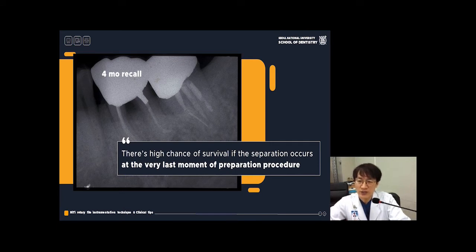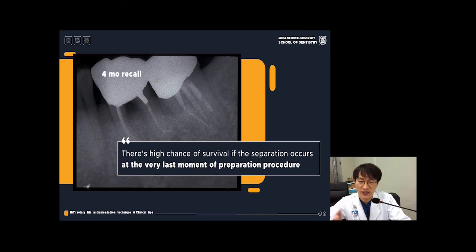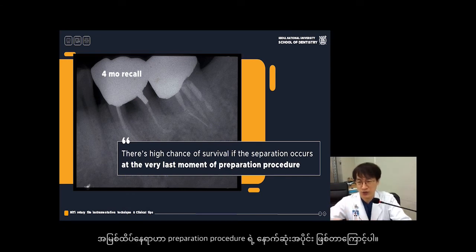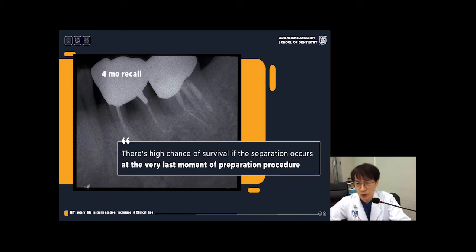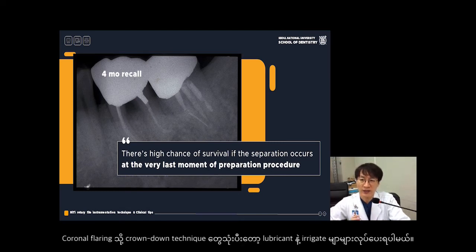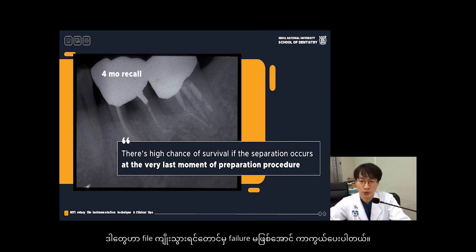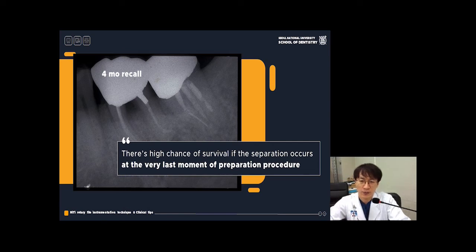So the reason of the survive is the preparation of the tip area is very last end of the preparation procedure. So try to remove the infection from the beginning by like coronal flaring or crown down, and then irrigate, and then use lubricant that will help you to avoid the failure even though you have separated.